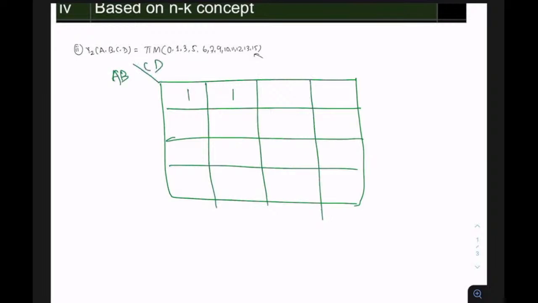So 0, 1, 3, 2, 4, 5, 7, 6, 8, 9, 11, 10, 12, 13, 15, and 14. So how many? 4, 8, 12, yeah, 12. But instead of 1, sorry, I made a mistake, right? These all are actually zeros because we are plotting the max terms. It is not 1, they are the max terms. So max terms are denoted by zeros.